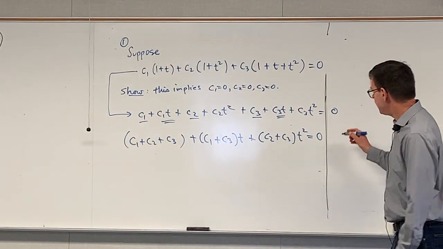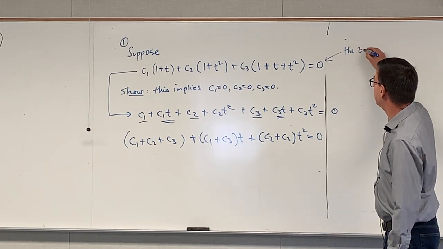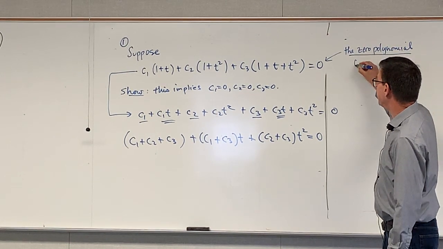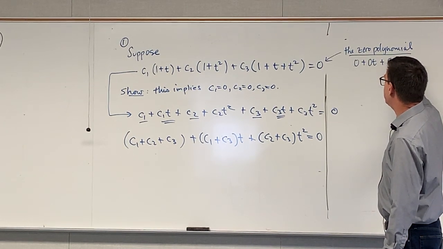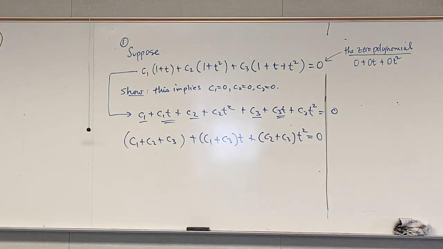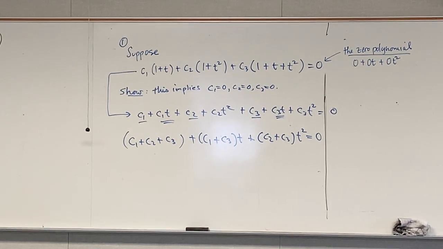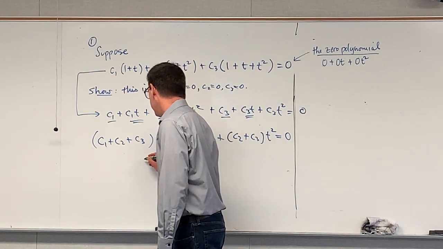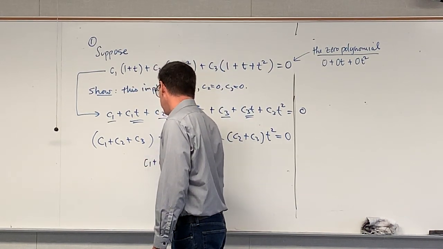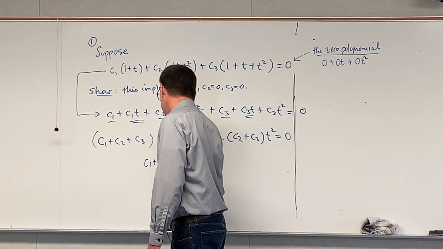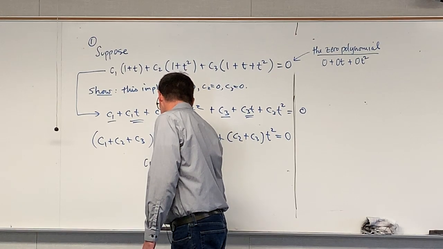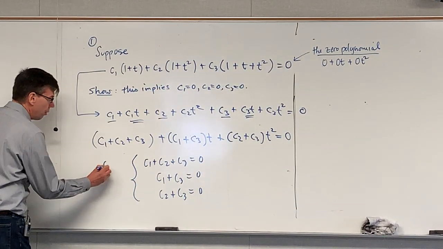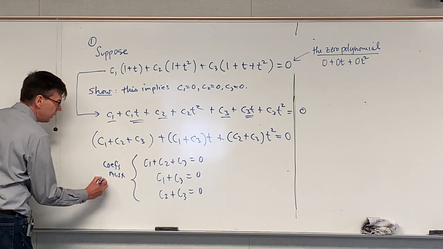Now, this isn't just 0, this is the 0 polynomial. And by that I mean it's like 0 plus 0t plus 0t squared. That's the only polynomial that's equal to 0 for all t. And so the coefficients must each be 0. C1 plus C2 plus C3 must equal 0. C1 plus C3 equals 0. C2 plus C3 must equal 0. Okay. So the coefficients must each be 0.